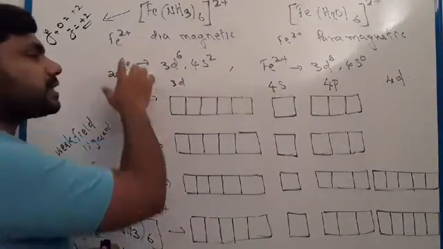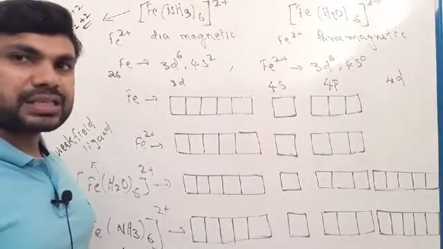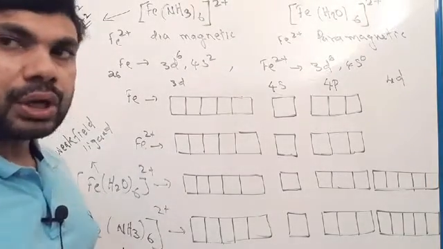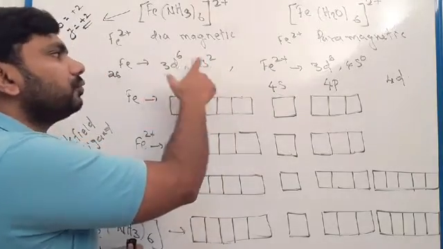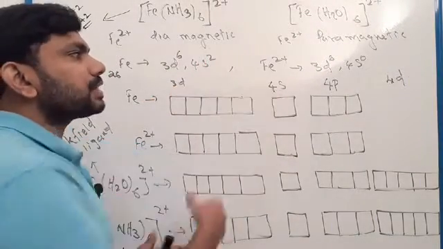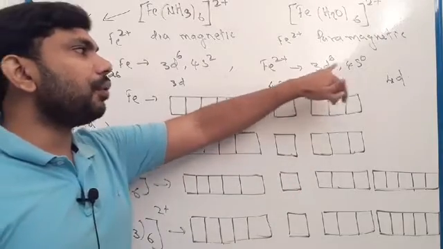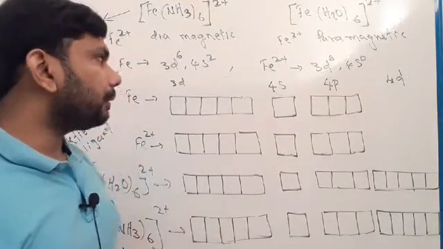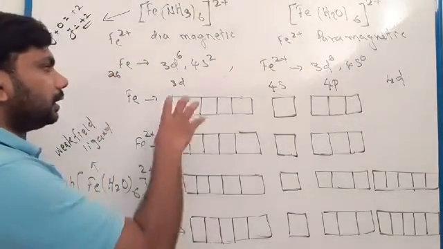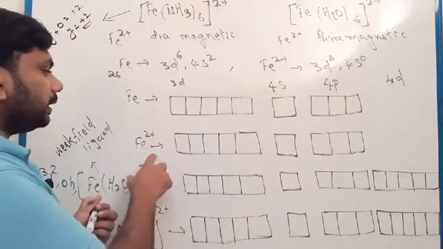But here it is Fe2 plus. Fe2 plus means we have to remove 2 electrons. So 2 electrons will be removed from 4s, not from 3d. So Fe2 plus will be 3d6 4s0. Now see here, this is iron and Fe2 plus.